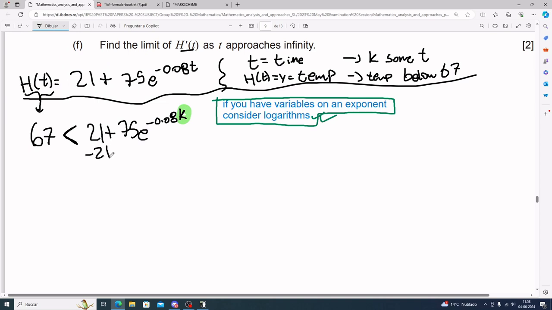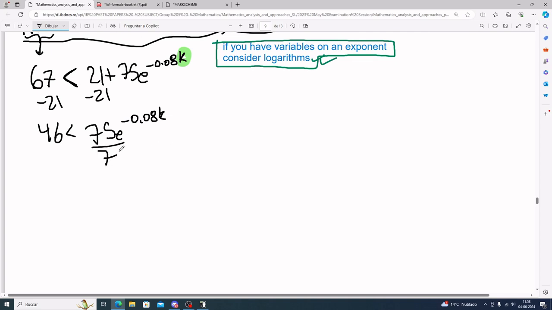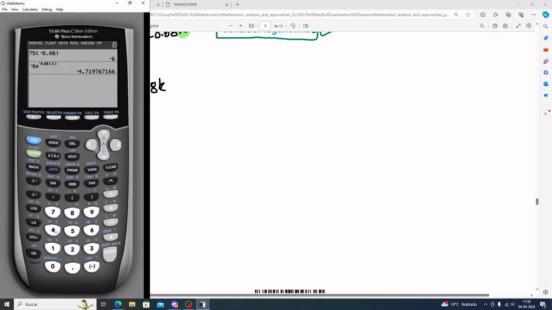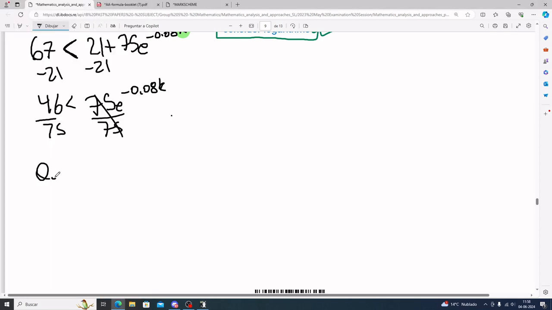On the one hand, you can do minus 21, which means you end up with, quick math, 46 is less than 75e to the power of negative 0.08k. From here, you can divide by 75. So this goes away with this. 46 divided by 75, let's check it now: 0.613333. So 0.613333 is less than e to the power of negative 0.08 times k.